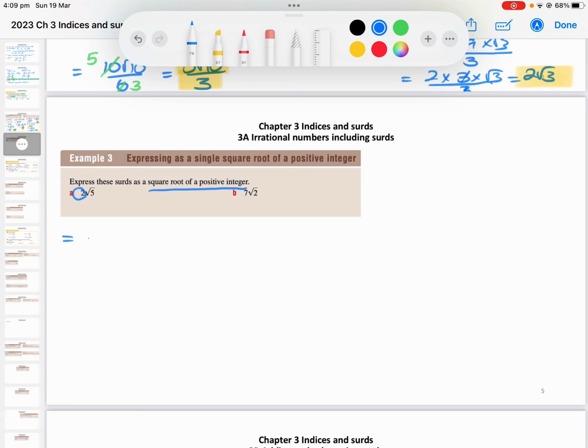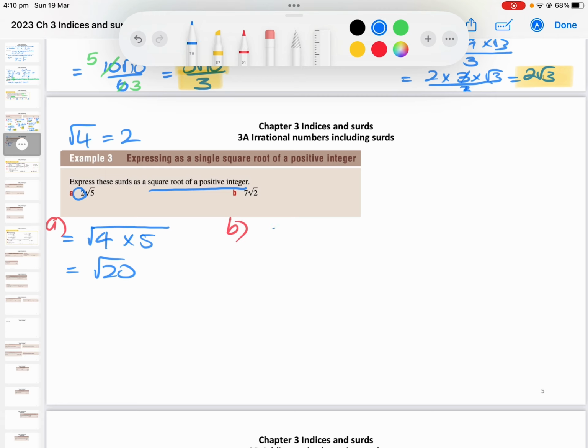So what I know is that if we put it under a square root, it would have to be 4 times 5, because 2 squared is 4, or you can think of it as the square root of 4 is 2. So that's square root 20. And then if we had to simplify square root 20, we'd go back the other way. So it's doing the opposite to what we did in the previous questions.